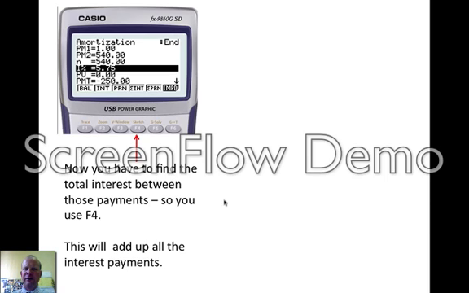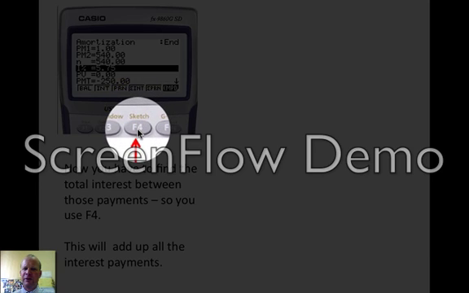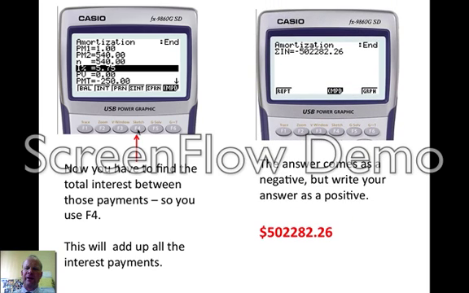Now you've got to find the total interest. Total interest is sigma int, sigma interest, which is F4. You push F4 and you'll get an answer that looks like this. The answer is negative, but of course it is a positive number, so it's $502,282.26 in interest you've earned over the whole period of that investment.